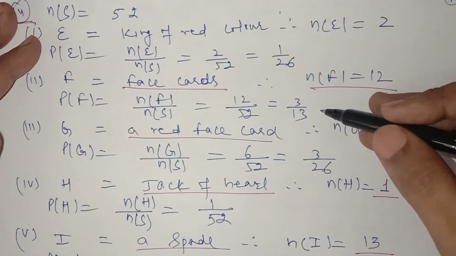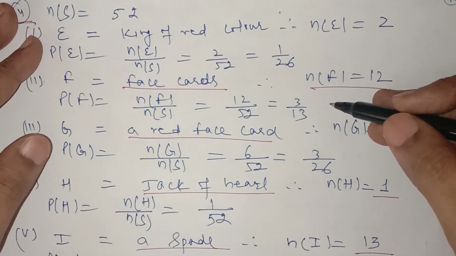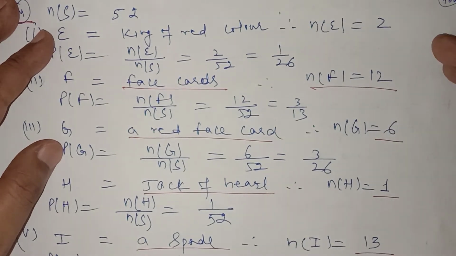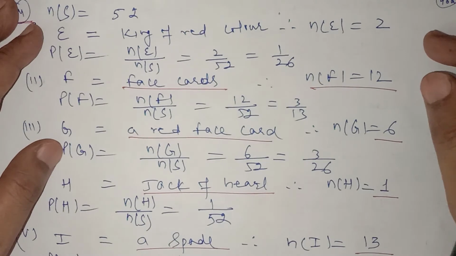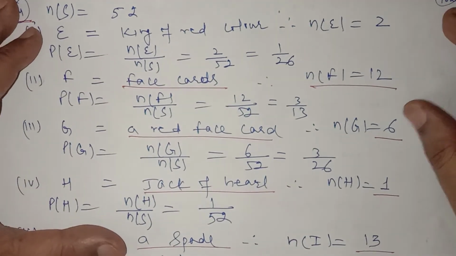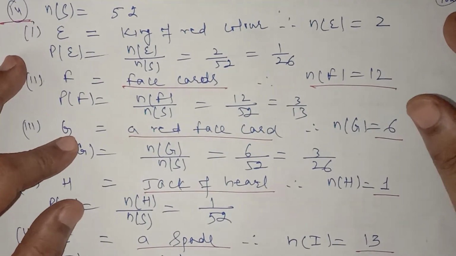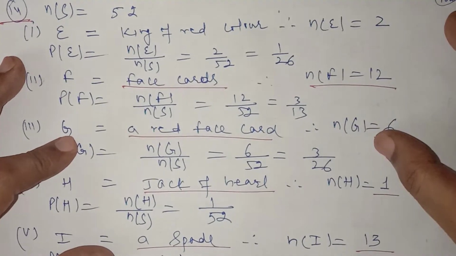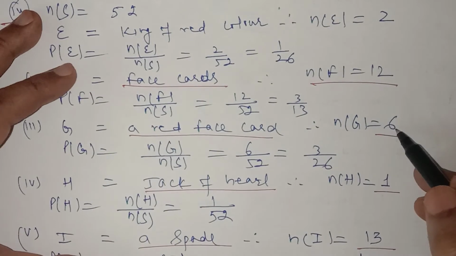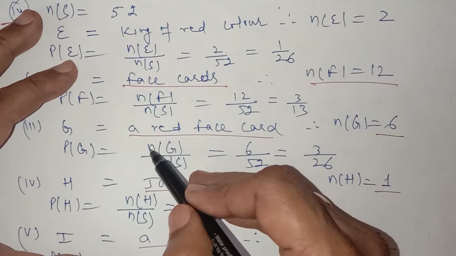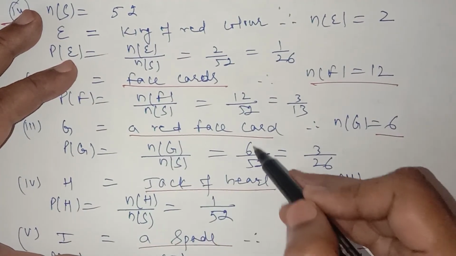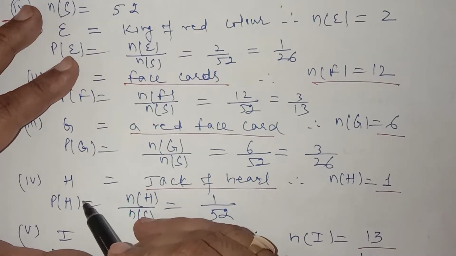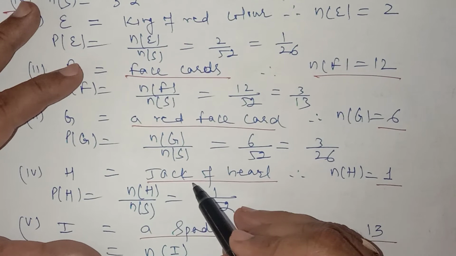In the third part, you have to find the probability of getting a red face card. So total 12 face cards are there, and out of them 6 are red and 6 are black. So let G be the event of getting a red face card, and red face cards are 6. So n(G) will be equal to how much? 6. And the probability of G will be equal to n(G) upon n(S), that is 6 upon 52, that is 3 upon 26.